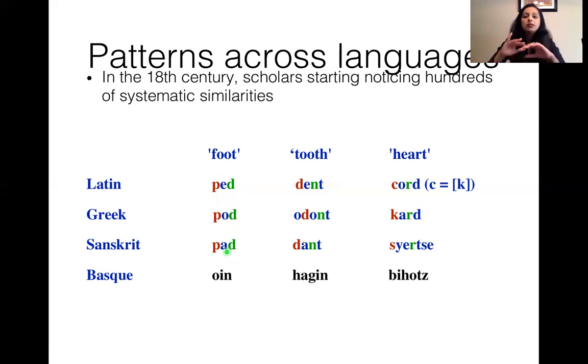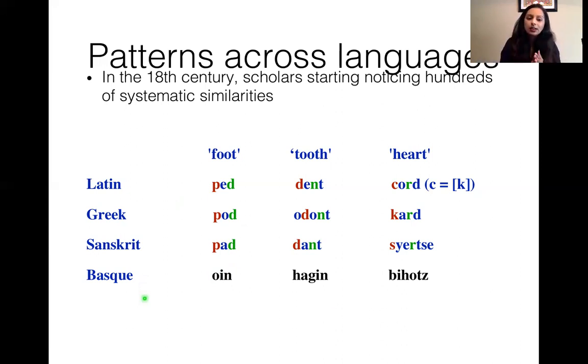In English, and in a lot of other languages. So let's keep aside vowels for now, but when you look at the consonants, the onset and the coda have the same consonant, right? P and then D. But when you look at Basque, you can see that it's completely different, right? So what can you tell me about Latin, Greek, and Sanskrit with respect to Basque?